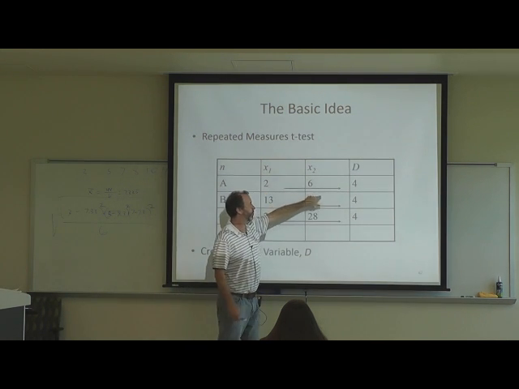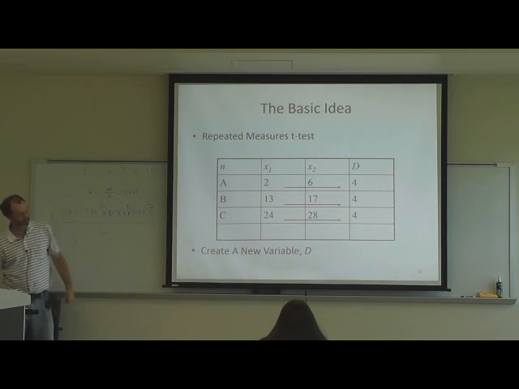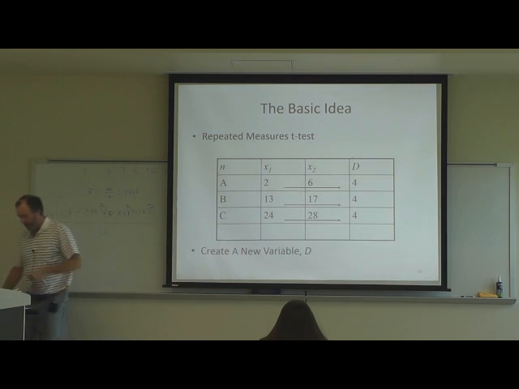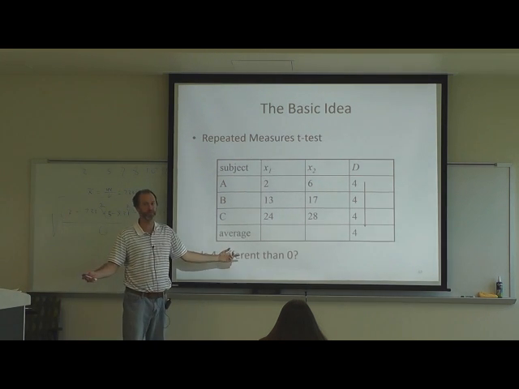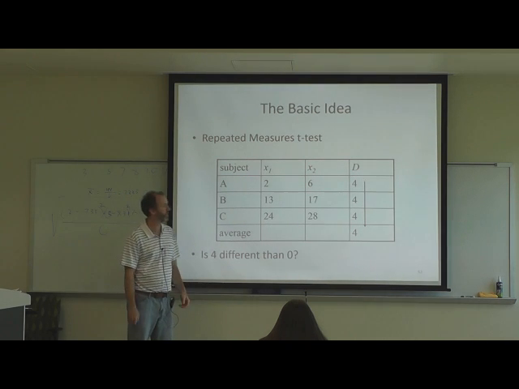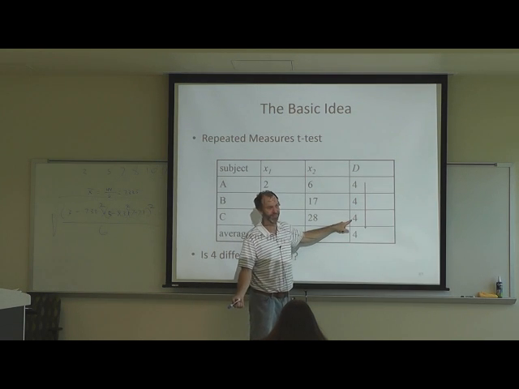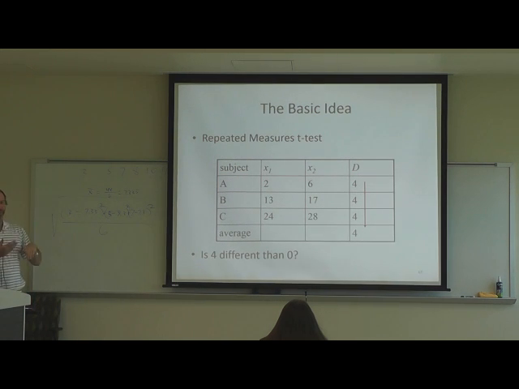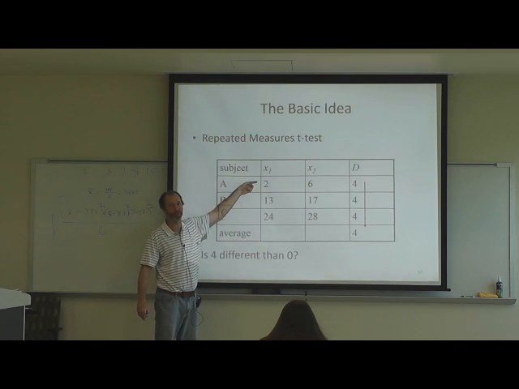You look at the difference within one subject, and if you look, they're all 4. And that's your new variable, the difference, D. And is 4 different than 0? So that's the new test that you're going to be looking at. So it looks like the variability here is nothing, because there's no variability, everyone's got 4. So basically, you're more likely to detect differences because you cut out a lot of the error, the inter-individual error.